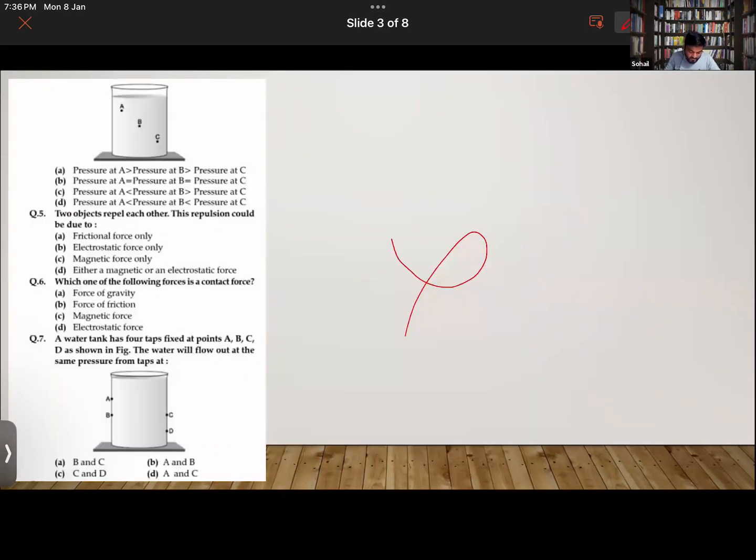And one more thing was wrong here. In question number 7, everyone look at question number 7. A water tank has 4 taps fixed at the given points A, B, C, and D. The water will flow out at the same pressure from taps at, obviously we can see B and C, they are at the same level. Yes, sir. So option E is the correct one for this. Remaining answers were correct, Ahmed.